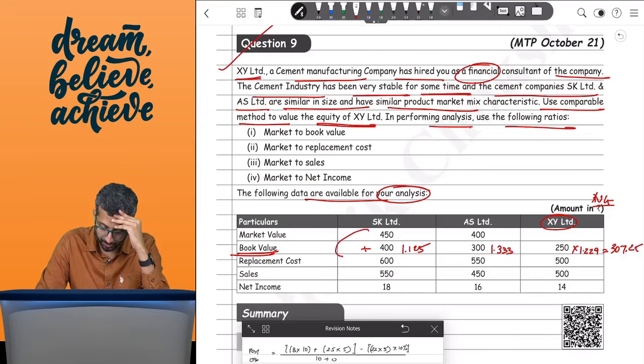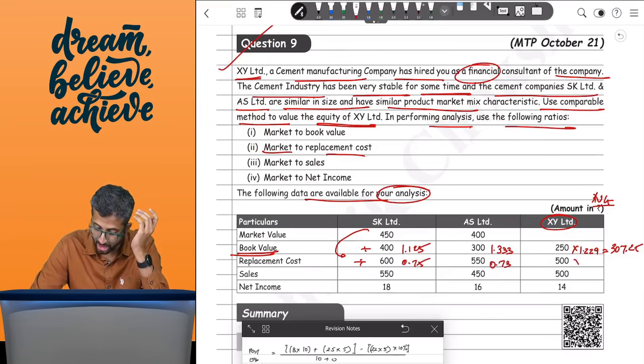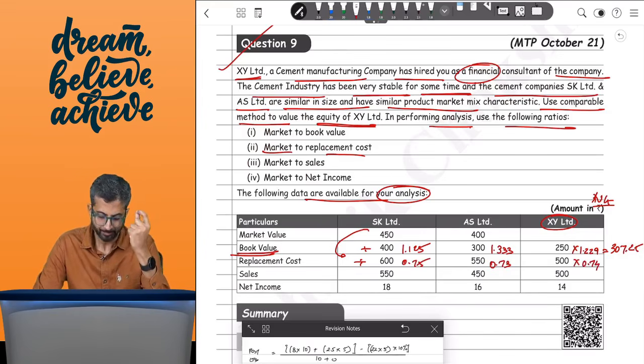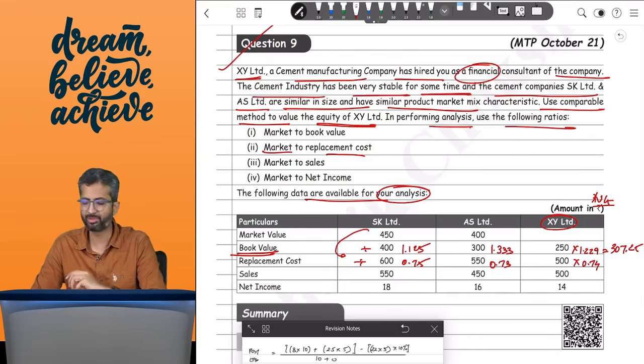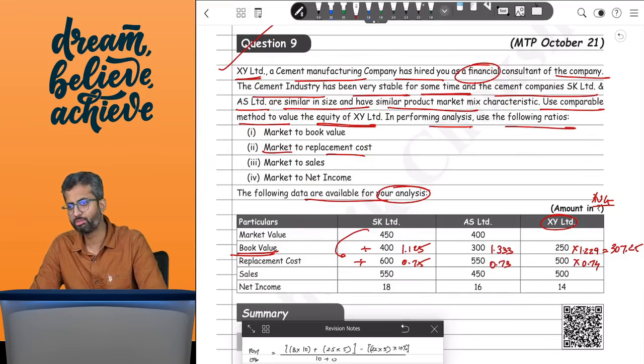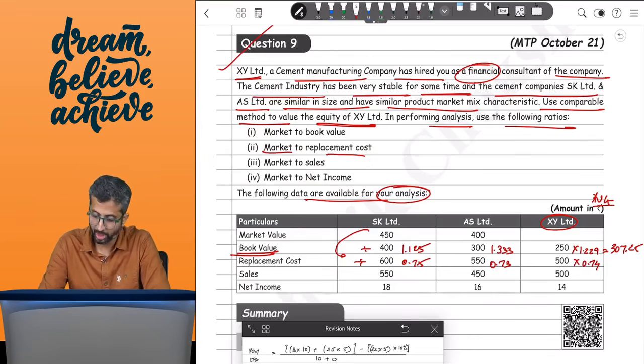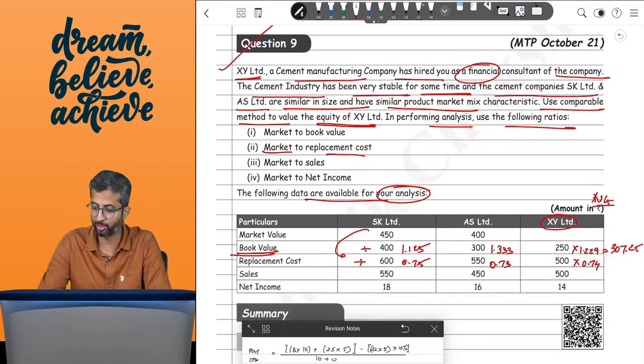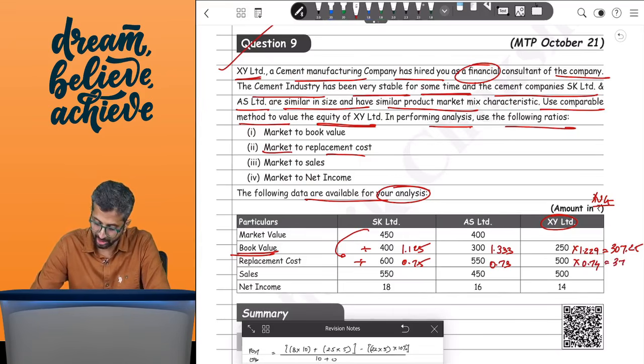The other value is 450 divided by 600. This is market to replacement cost. 450 by 600 comes to around 0.75, and for AS, 400 divided by 550 comes to around 0.73. If I take an average, it is 0.74. So we are saying that for every 1 rupee of replacement cost, the market value is 0.74 times, but we have 500, so 500 into 0.74, the value is around 370.